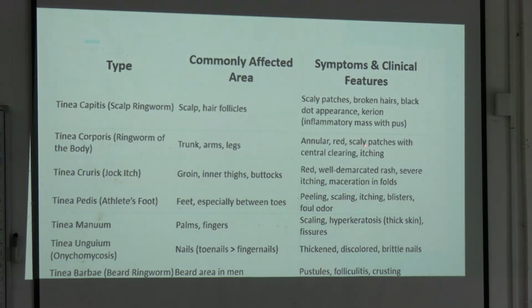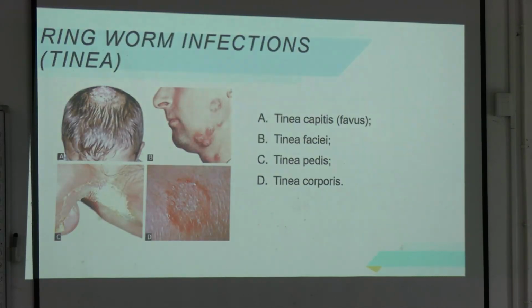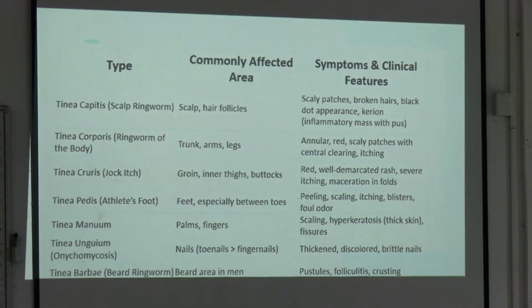Annular, red, scaly, patchy with central clearing, itching lesions. And what are the typical features of these rings? The center is clear and the periphery is reddish in color. So, annular, red, scaly patches with central clearing and you have itching.